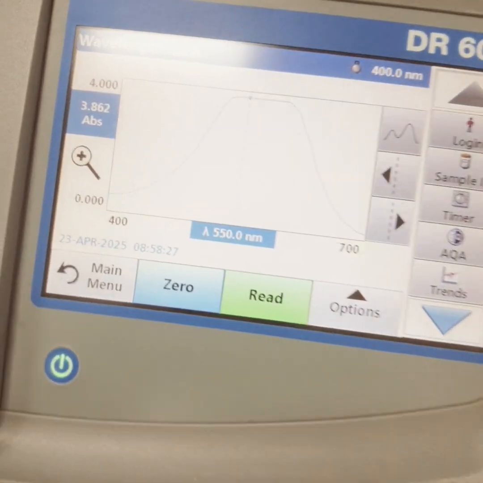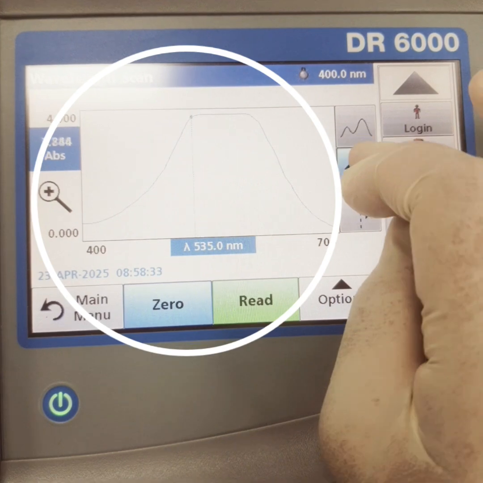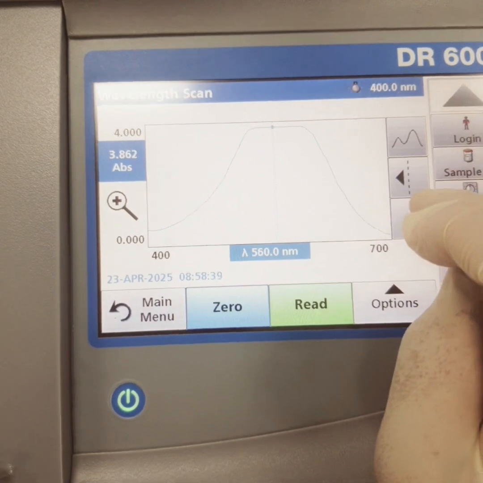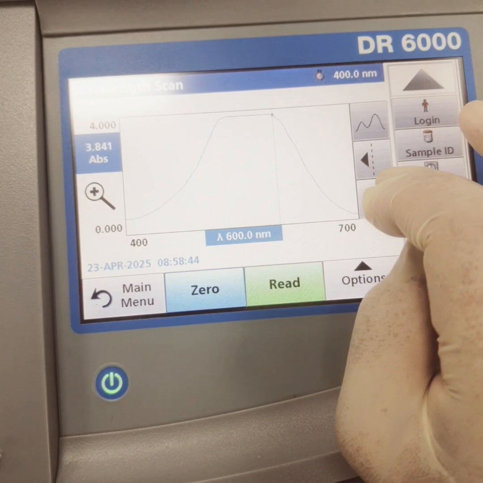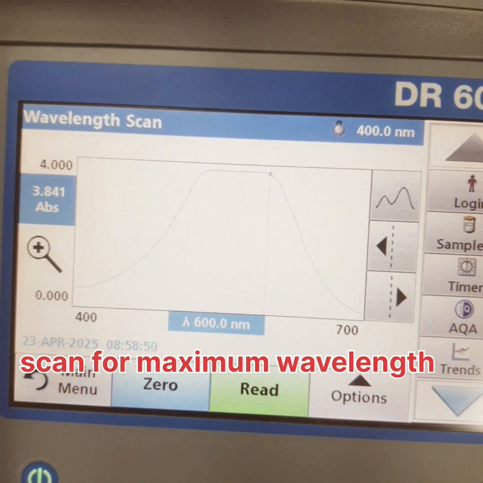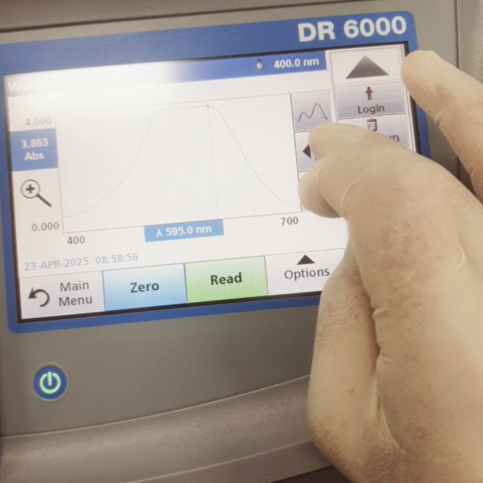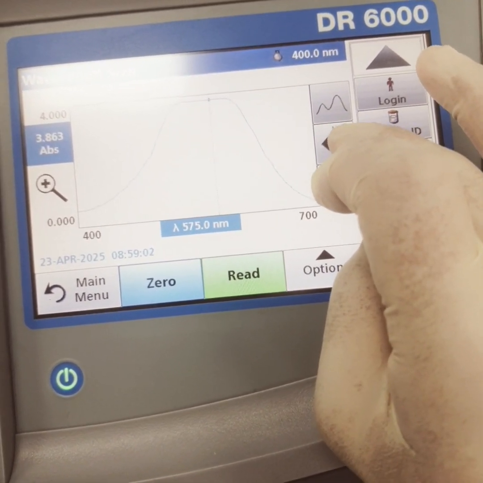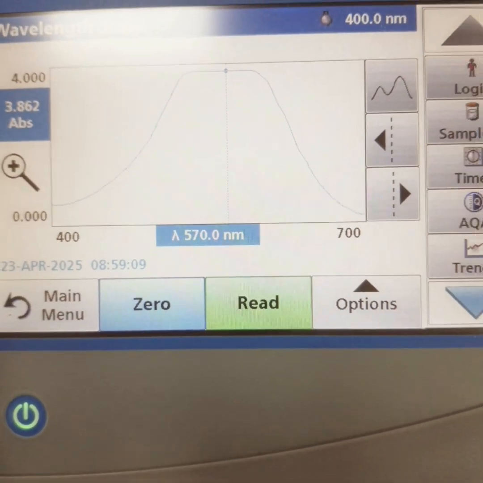Now here the peak, if you see, the peak is around, if I keep toggling or scrolling, so you see, this is my maximum peak, maximum lambda. So based on the maximum lambda, see this, okay, so this is my lambda max, which is around 570 nanometers.